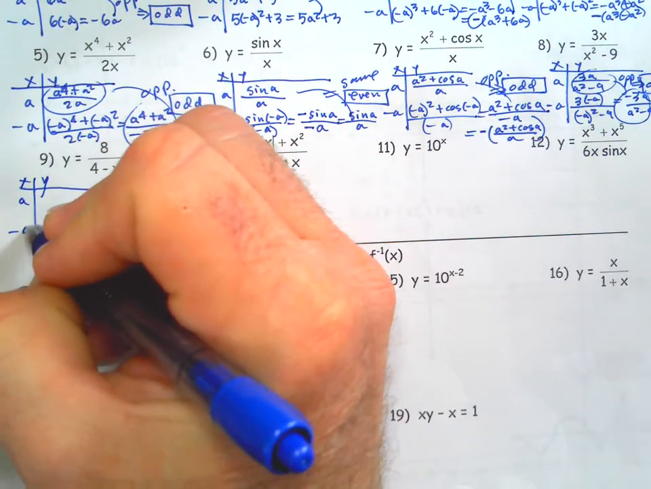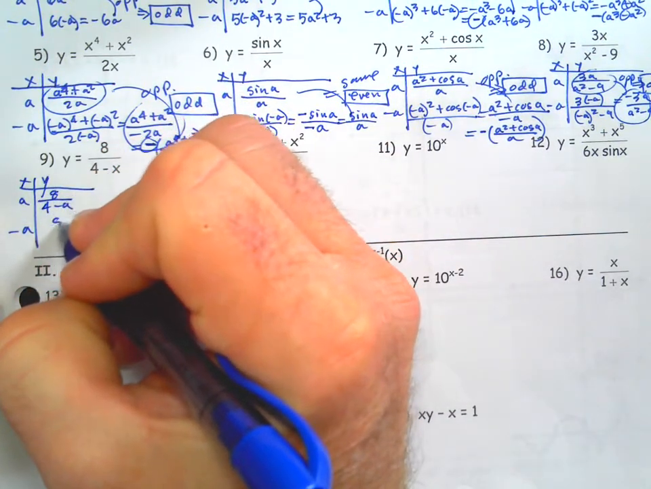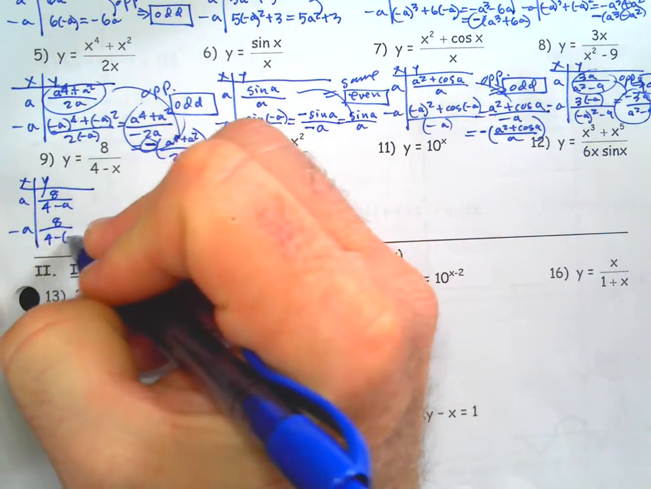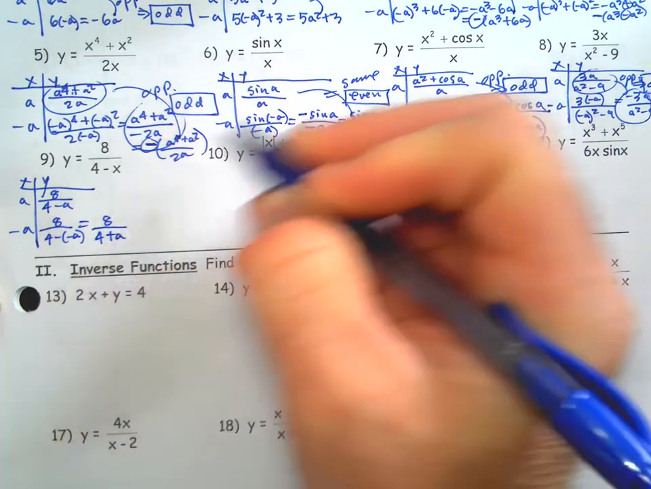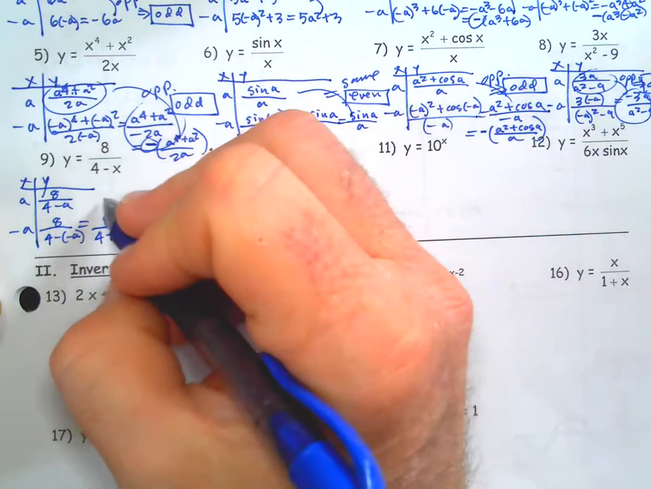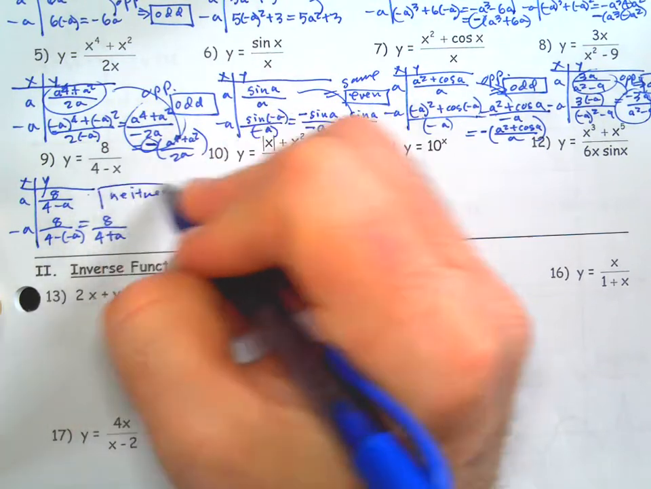Negative a, 8 over 4 minus a, 8 over 4 minus negative a, which gives you 8 over 4 plus a. That is not the opposite. It's not the same. It is neither.